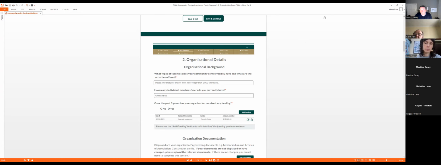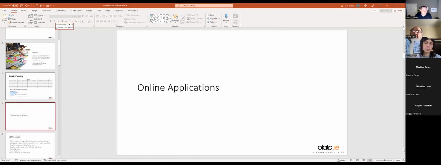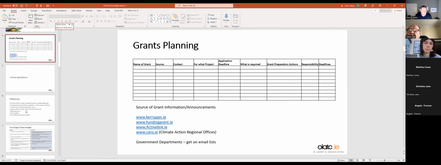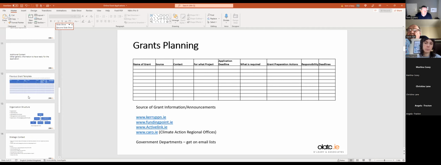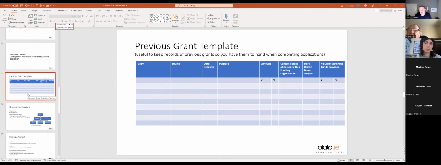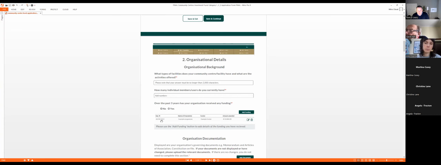So let's see if I can do a new share and just go back to it again. That grants, sorry, not that one. Template. That one, the previous grants template. That's what I'm talking about. Okay, you have that. If you have that done because you're well prepared, you're going to have no problem filling in this section here. Okay, is everyone on the organization details page there?